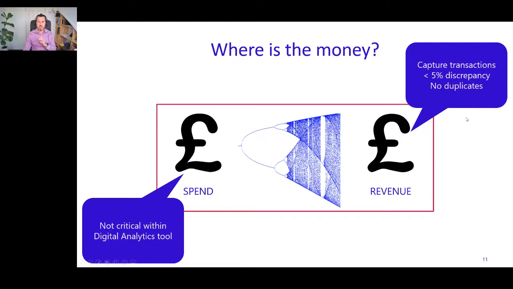Revenue, yes, that's critical. So you must capture transactions within your core tracking. And within that, 2 critical aspects. Those transactions you capture must be within 5% of your actual transactions. They'll never match up exactly, but within 5% means you can trust and rely on this data. Always make sure as well that there are no duplicate transactions being captured. That will screw up your data as well.